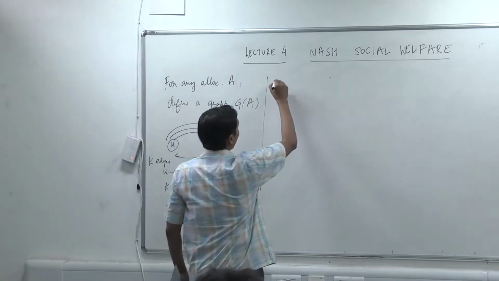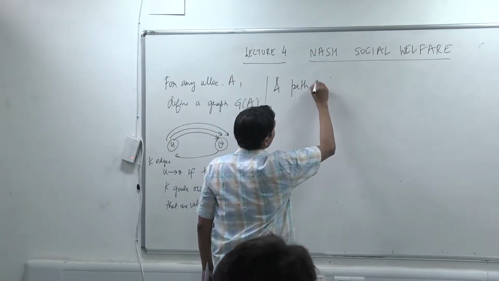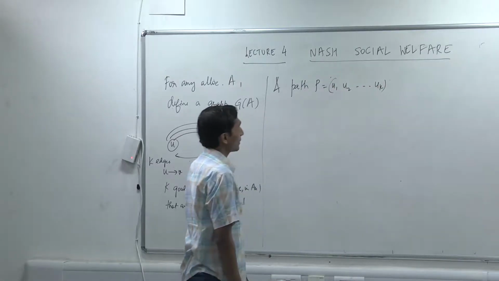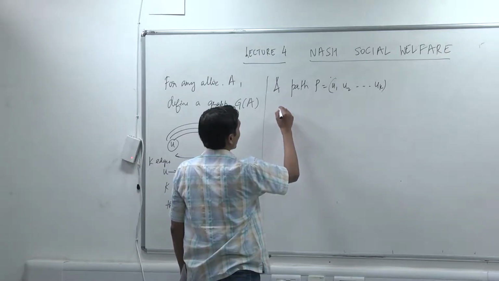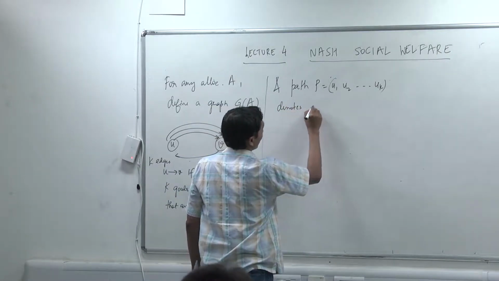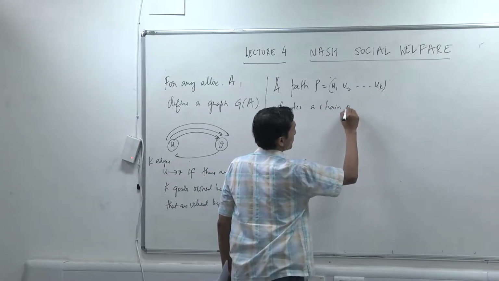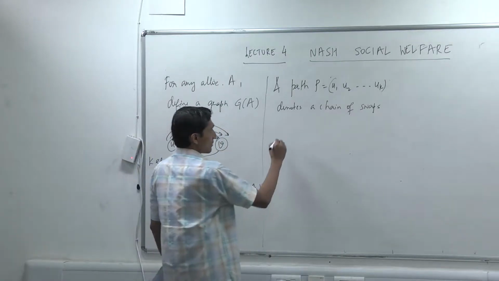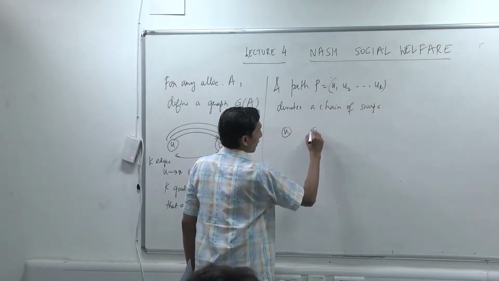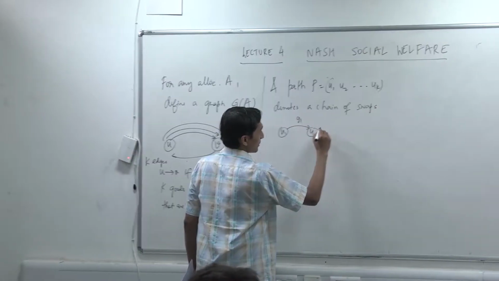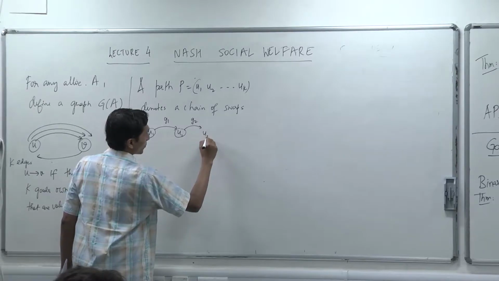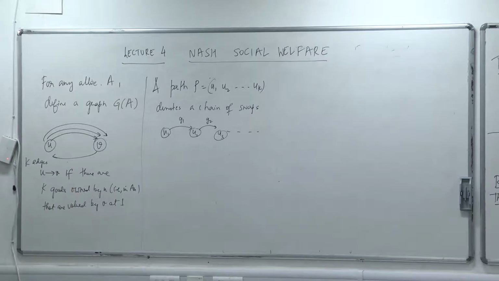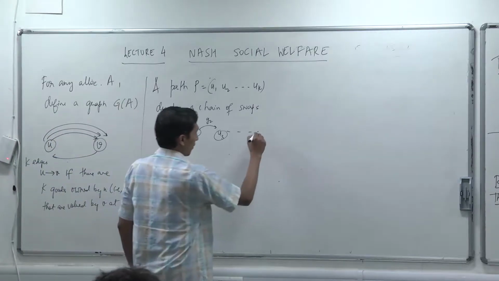All right. So a path P, say from U1, U2 to UK, denotes a chain of swaps. So there is some good G1 that is moving from U1 to U2, some other good G2 that is moving from U2 to U3, and so on.